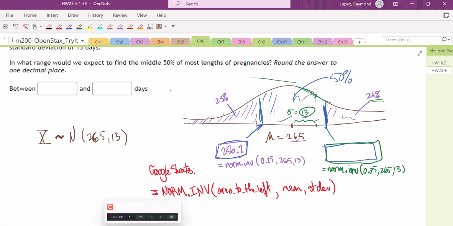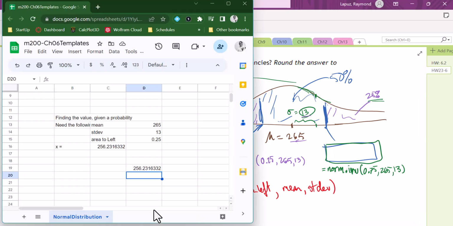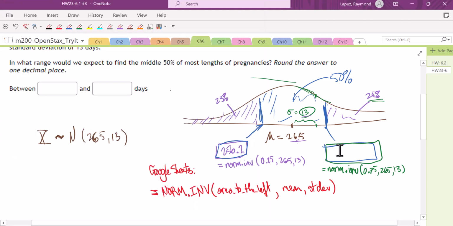All right, let's go back to our sheets and change this 0.25 to 0.75. Now we get 273.76, which rounds off to 273.8. So this is going to be 273.8. That will be your result. We got 256.2 and then 273.8. We are using the normal distribution, and in this case the inverse normal distribution function.